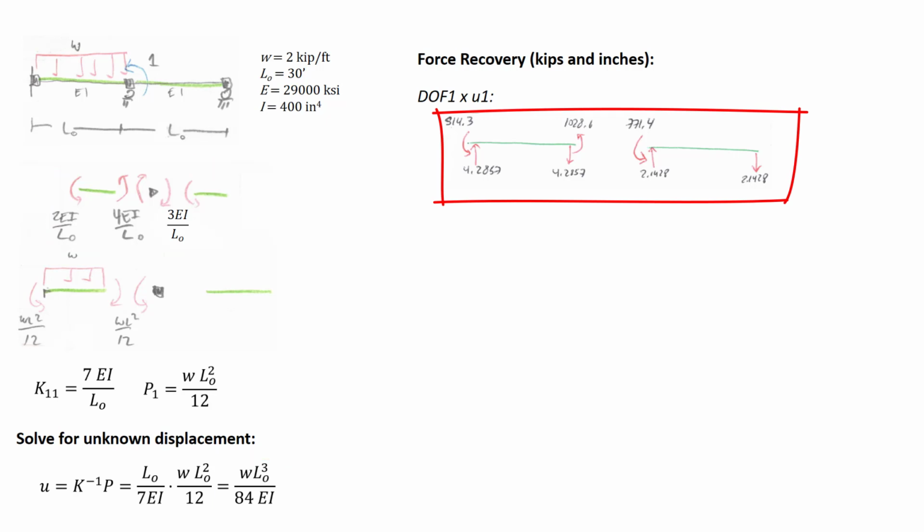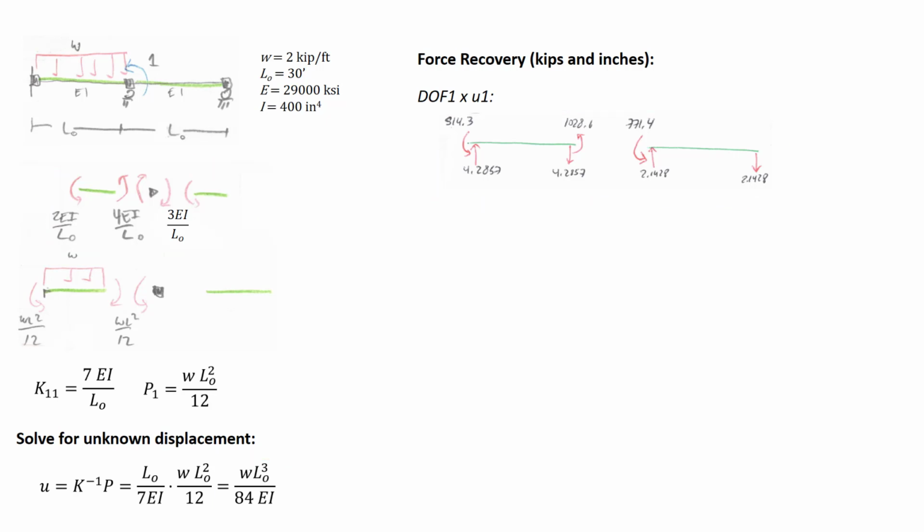Now here, I've had to recover the shears. We'll go over once more how I think about this. The moments on the left-hand member tend to rotate the member counterclockwise. So the shears have to form a couple that tends to rotate the member clockwise. That gives me the direction of the shears. For the magnitude, we'll take the 514 and the 1028, that's 1542, divide by the length of 30 feet, and that gives me the shear value that's shown there.